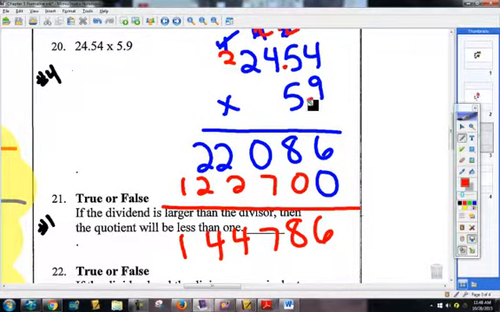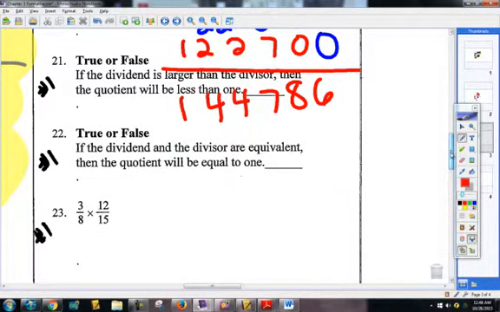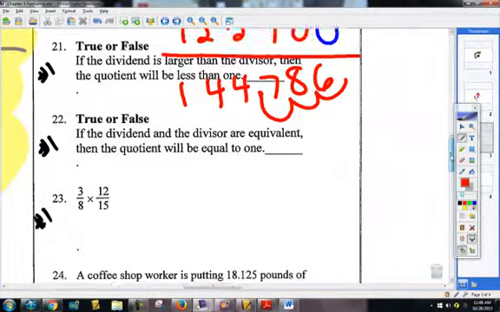So we had 1, 2, 3 numbers to the right of the decimal. So this is 1, 2, 3. So it's 144 and 786 thousandths. Everybody good with that? Questions? Okay, here, number 22 and 23.